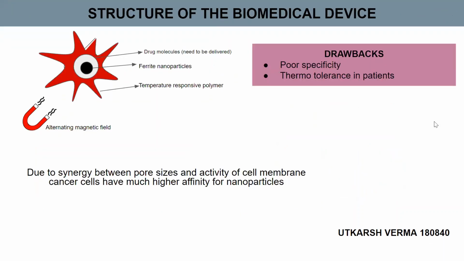While designing this device, the size of nanoparticles is important because a large nanoparticle will have multiple magnetic domains and would heat via hysteresis loss. While if the particles are small, they would heat by Brownian or Neel relaxation. Due to synergy between pore sizes and activity of the cell membrane, cancer cells have much higher affinity for nanoparticles.